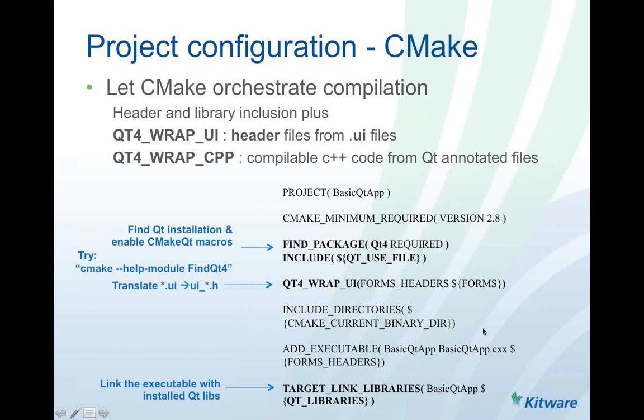You'll set up your compilation, add an executable, whatever you call it, and then as in any other CMake-based project, you'll link that executable to whatever libraries it depends on, like so. We'll link this basic Qt app to Qt libraries.